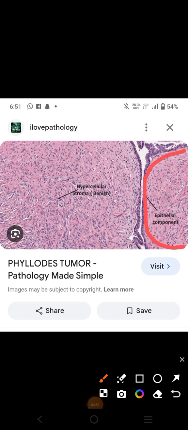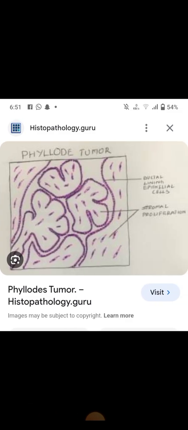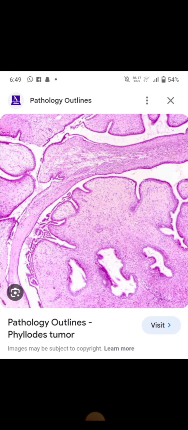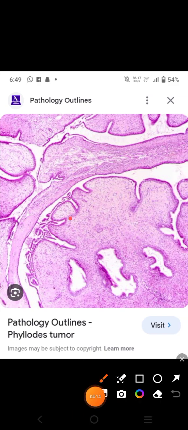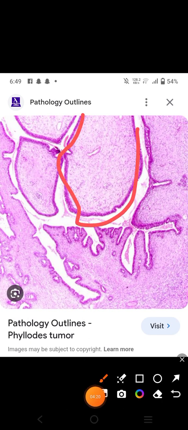If we take the magnified view of that previous slide, here stromal hypercellularity can be seen, and it is going towards the epithelium, just like this, so that a leaf can be formed. This is the histological appearance. I hope I have explained it well. Again, here you can see a leafy appearance. Again, a leaf-like appearance can be seen easily here.